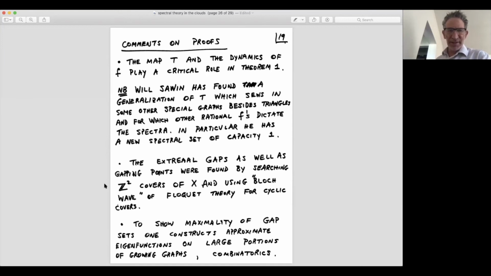And yeah, what else do I need to say? The maximality of the gap set, which is like the Alon-Boppana theorem, that is to say that if you have any sequence of graphs, you must have an eigenvalue in some interval. That's pure combinatorics. So we have combinatorial proofs of those. That's straight combinatorics. So I think I've explained in very vague terms what goes into the proofs.